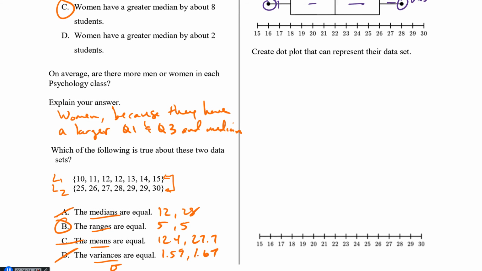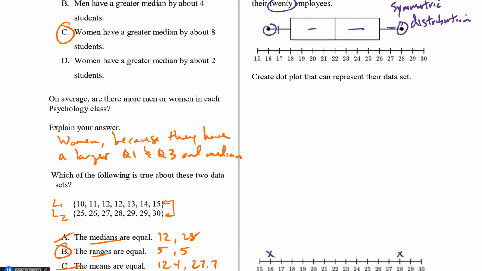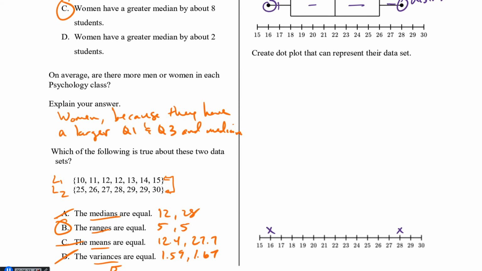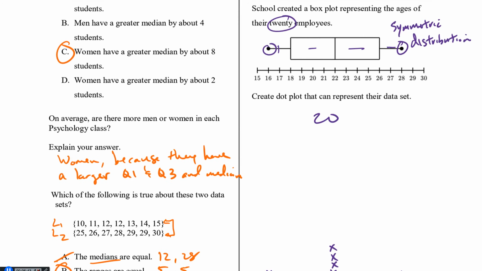So if I make a dot plot, 16, 28, the median is at 22. And if we know we want it to be symmetric, we probably want there to be more values here. And we just need everything to be symmetric around that with a total of 20 values.